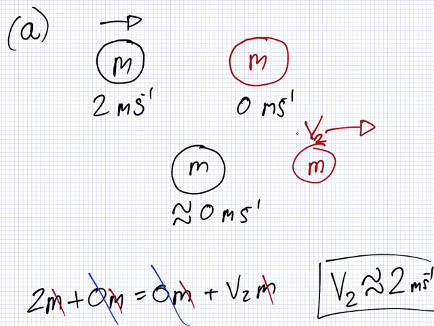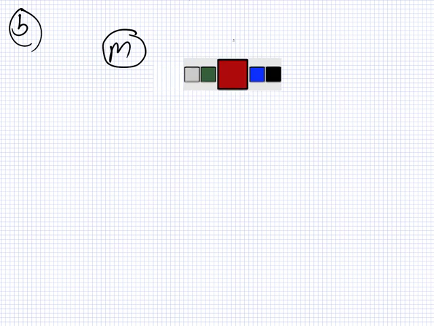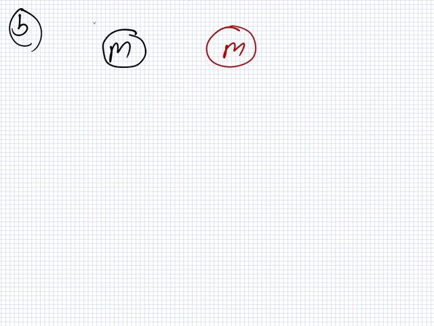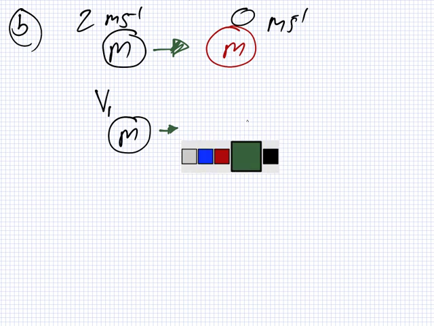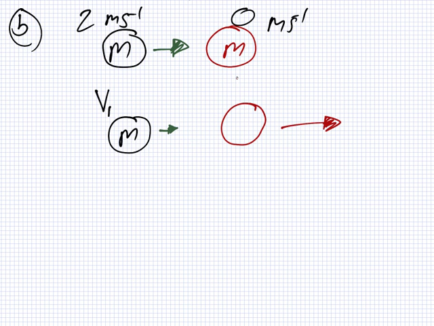Okay, so let's have a look at part B. In part B, we make it more realistic. Again, we have our white ball, which is M, and our red ball, which is M. This one is going at 2 meters per second, and this one is at rest. Then after the collision, this one is moving slowly. We'll call it V1. And then this one here is moving quite fast, and we'll call it V2. Previously, we said V1 is roughly 0 and V2 is roughly 2.